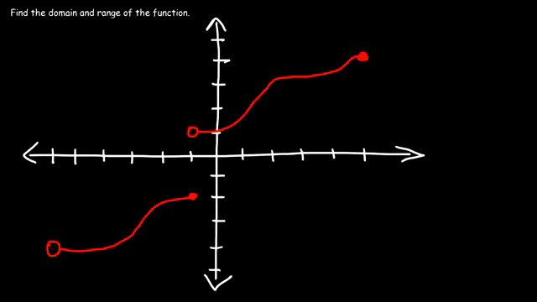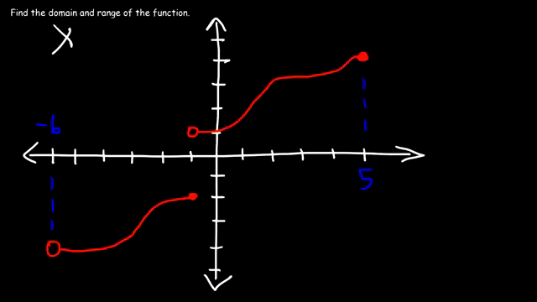Now let's try some harder examples. If you want to, pause the video and work on this one. So let's start with the domain. Let's focus on the x values. So the lowest x value is -6. The highest x value is 5.